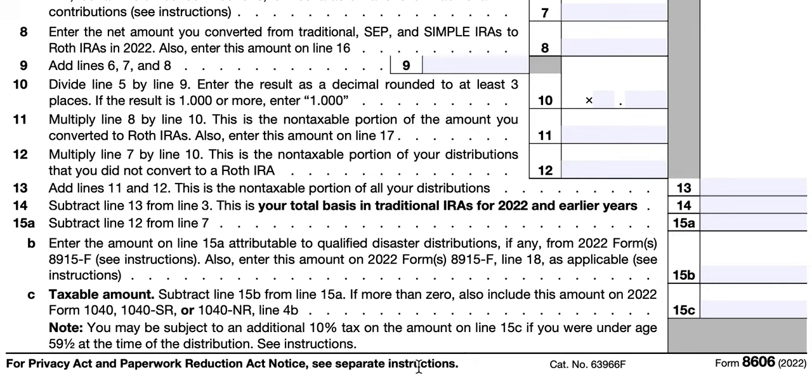You might be subject to an additional 10% tax on line 15 if you were under 59½ at the time of distribution and you don't qualify for any of the exceptions for early withdrawal rules. So if you think that might apply to you, you can see the instructions to understand exactly which exceptions there are. There's a variety of early withdrawal exceptions that can help you avoid an early withdrawal penalty.